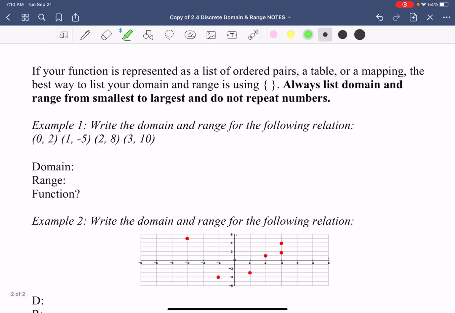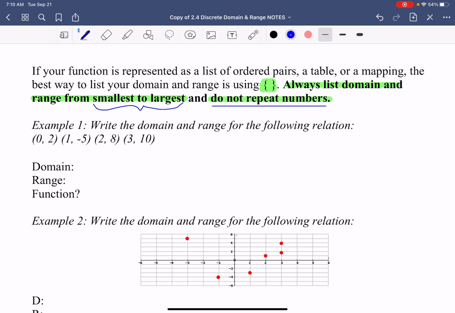If your function is represented as a list of ordered pairs, a table, or mapping, the best way to list your domain and range is using brackets. Always list the domain and range from smallest to largest and do not repeat numbers. Biggest key right here: do not repeat. That's why for domain it's always left to right, because your furthest left number will always be the smallest.